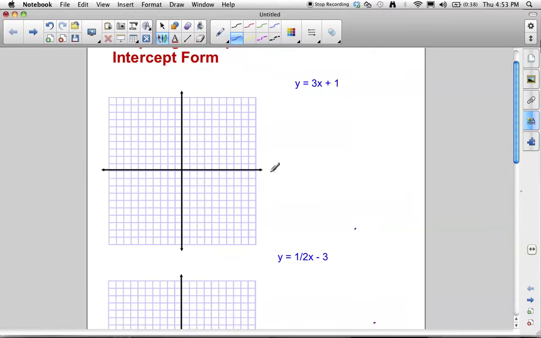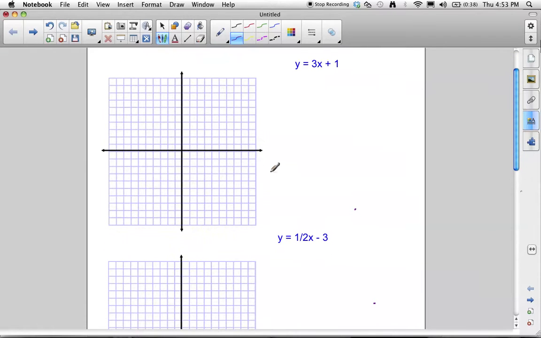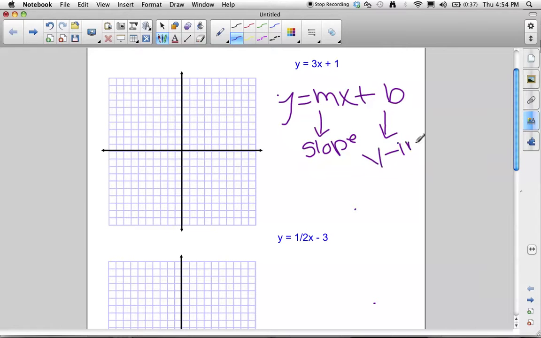Let's look at our first equation here. Y equals 3x plus 1. This is in what we call slope-intercept. Y equals mx plus b. M is your slope, and B is your y-intercept. Okay? So, you want to identify those two pieces of information first.